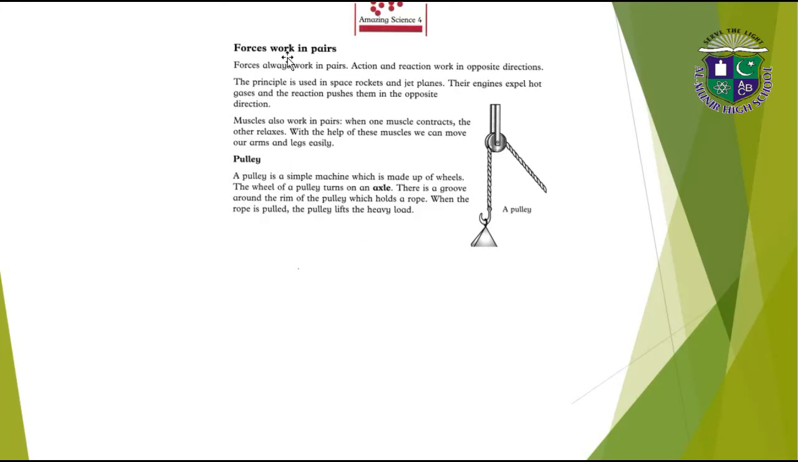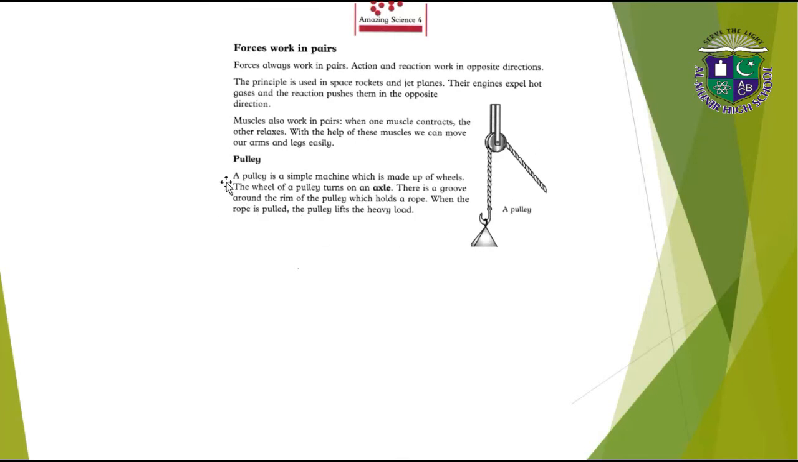In the last, forces work in pairs. Yes, forces always work in pairs. Action and reaction work in opposite directions. The principle is used in space rockets and jet planes. For example, the engines of space rockets and jet planes expel hot gases, which is an action, and in reaction it pushes them in the opposite direction. Muscles also work in pairs. When one muscle contracts, the other relaxes.